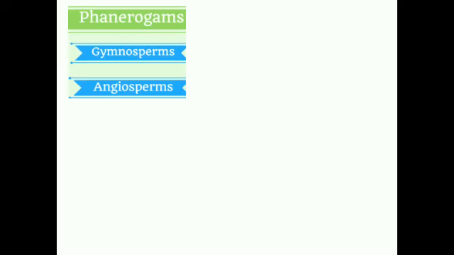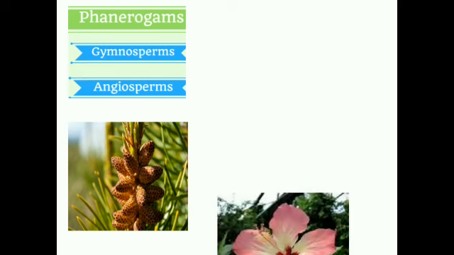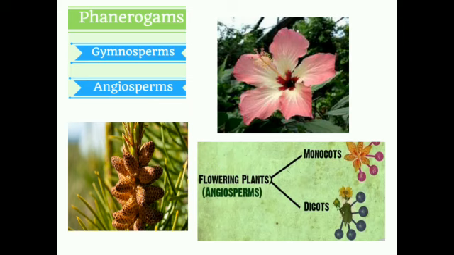Now the second class is phanerogams. They are divided into two major groups. The first is gymnosperms and the second is angiosperms. Gymnosperms means non-flowering plants, and angiosperms means the flowering plants. Angiosperms are further divided into two major groups, the monocots and dicots. Monocots means one seed leaf, and dicots means two seed leaves.